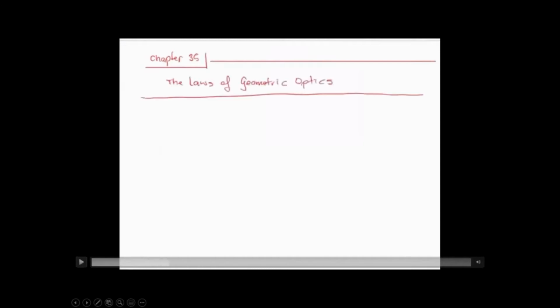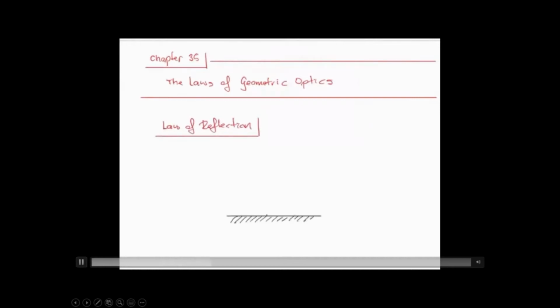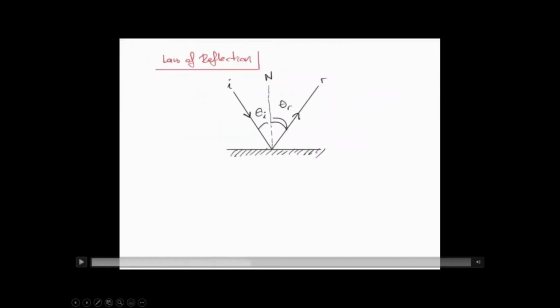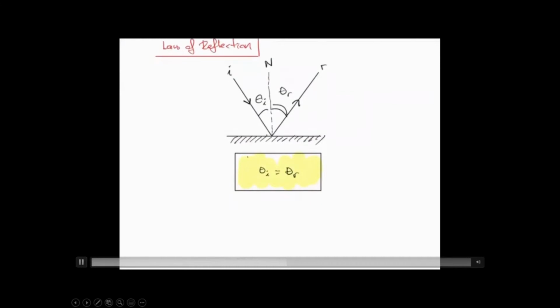All right, so this is chapter number 23 for you guys, the laws of geometric optics. Okay, so here's the incident ray. It's getting reflected. Incident ray, the reflected ray. Angle of incidence is going to be the same as the angle of reflection. This is your high school physics right there.